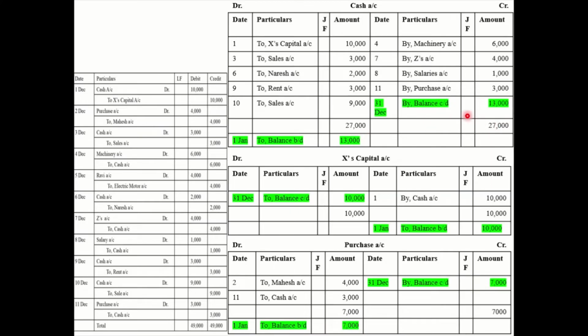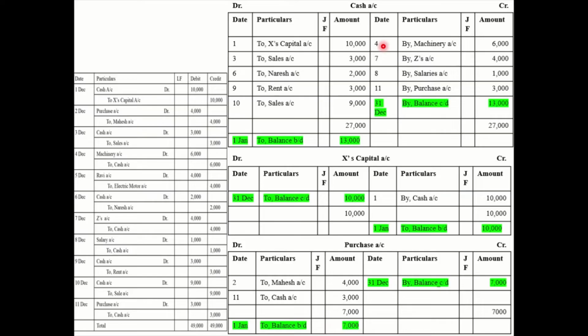This is the closing balance of cash ledger. This is carried down for the next month, which will be the opening balance for the next month. That's why we write down on the opposite side 1st January to balance brought down rupees 13,000. This is the cash ledger.